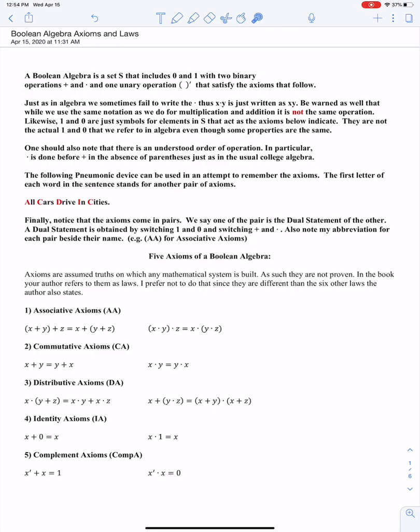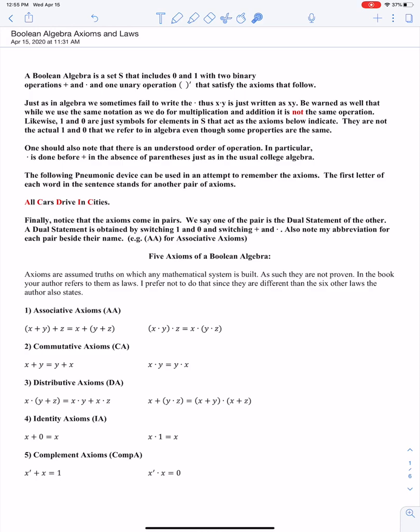Okay, so we're going to talk about the axioms, and you're going to notice that the axioms come in pairs. If we were in regular class, I would make you memorize these axioms and be able to use them. I still encourage you to do so, even though I'm not going to be able to check it online. So how can you remember these axioms? Well, I have a little mnemonic device that might help. The sentence, all cars drive in cities. The first letter in each word corresponds to a pair of axioms. So A corresponds to the associative axioms. Get it? C, the commutative axioms. D, the distributive axioms, etc.